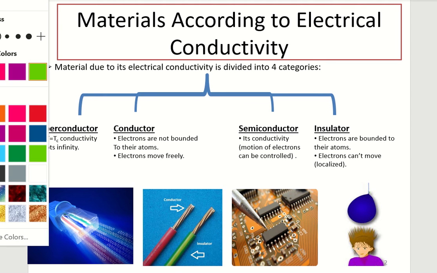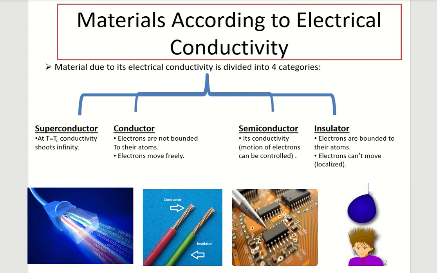The second thing that we're going to discuss is the material according to their electrical conductivity. You have to know that in nature, material is divided into 4 categories according to their ability to conduct electricity. Let's discuss, for example, the insulators. The first material that I'm going to discuss is the insulator. Insulators are the material that do not allow electrons to move freely in it.